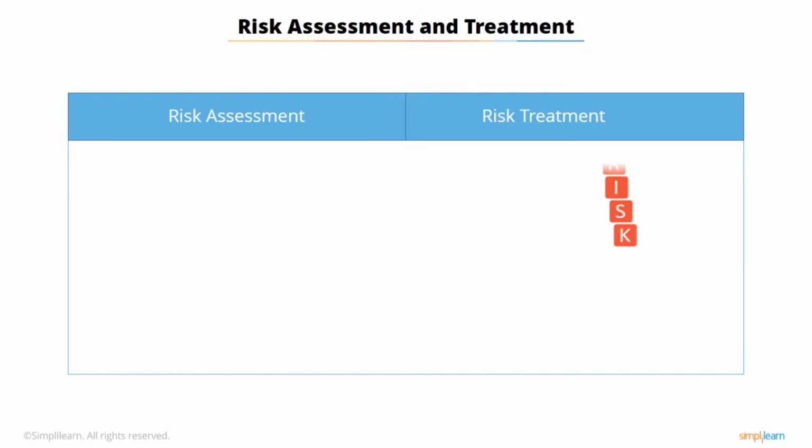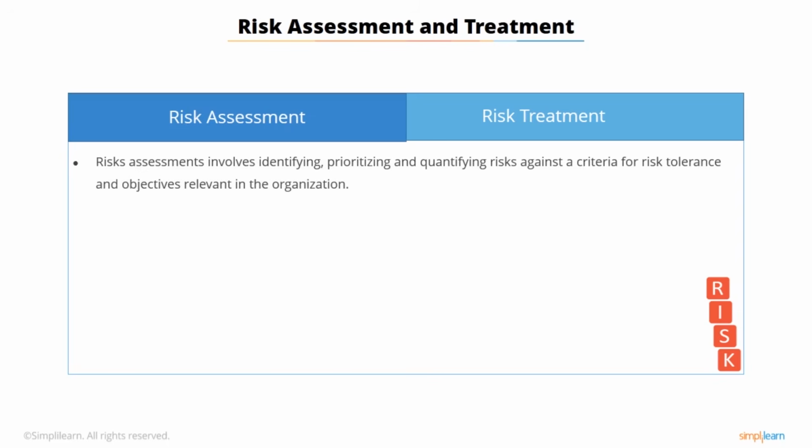Now, risk assessment. We've already looked at that in some depth. Let's summarize it now. Risk assessment involves identifying risks, prioritizing them, which are more important, and as much as possible quantifying the risk. That involves some of those formulas like ALE and SLE that we already looked at. Now we evaluate those against some criteria for risk tolerance. What are the objectives and risk tolerance for this organization?